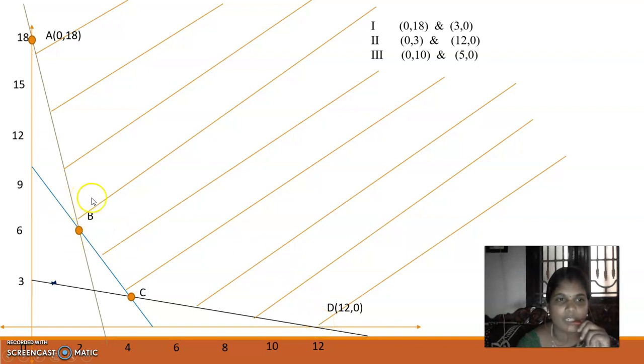Next, how to find the value of B? Say the point B, it is the intersection of which two constraints. If we solve the two constraints, we can find the value of B. In the same way, C is the intersection of second and third constraint. So if we solve the second and third constraint, we can find the value of C. Okay. So our next aim is to find the corner points A, B and C. Okay. We'll see it in the next step.